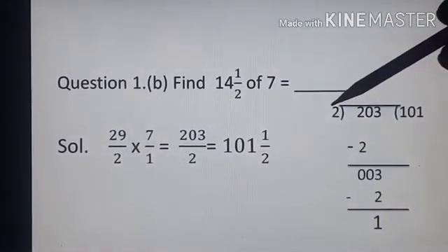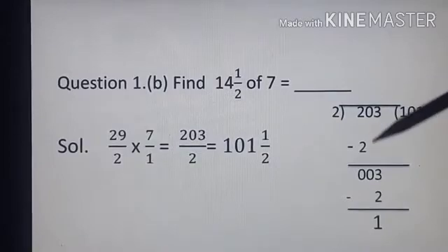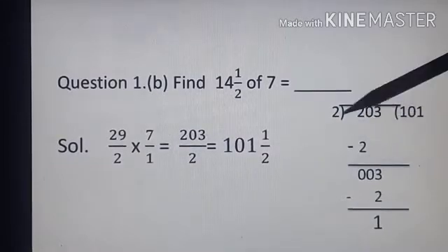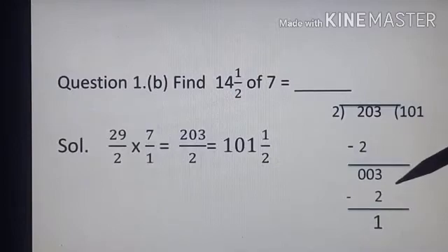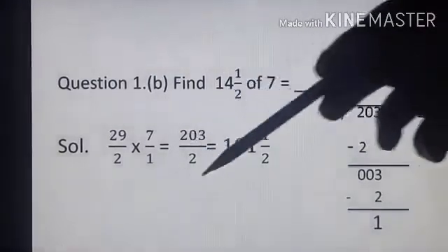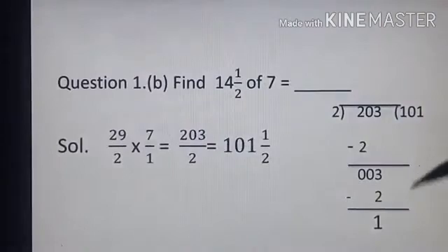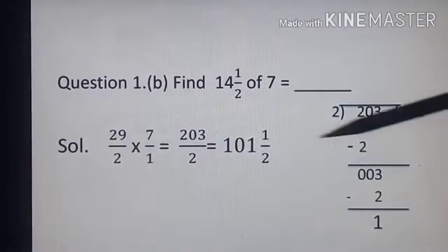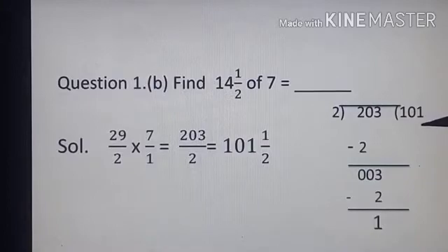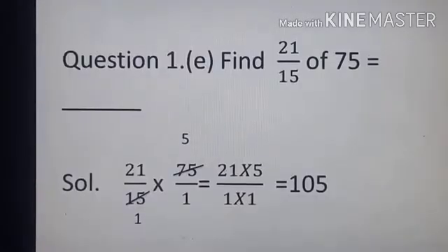Now 203 divided by 2. 2 ones are 2. Then 0 is there, and 2 zeros are 0. Then we will take 3. 2 ones are 2. Remainder is now 3 minus 2, 1. So our mixed fraction is, why are we doing division? Because an improper fraction is here. So we will convert it into a mixed fraction. So our answer will become 101 whole 1 upon 2. Q whole R upon D. Understood? Good.